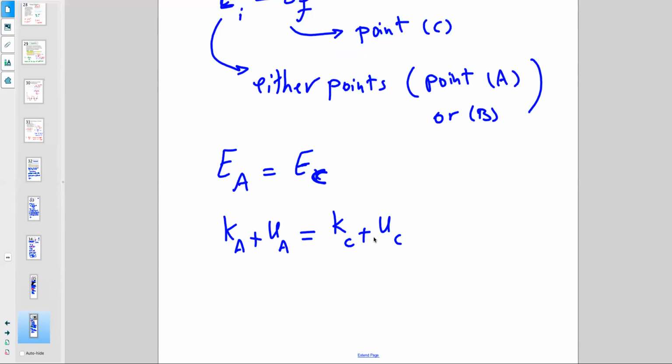So at point A, there is no velocity, so kinetic energy is zero. You have U of A, which is MGH of A. Kinetic energy at point C is half m v of C squared, plus U of point C, which is mgh of C.